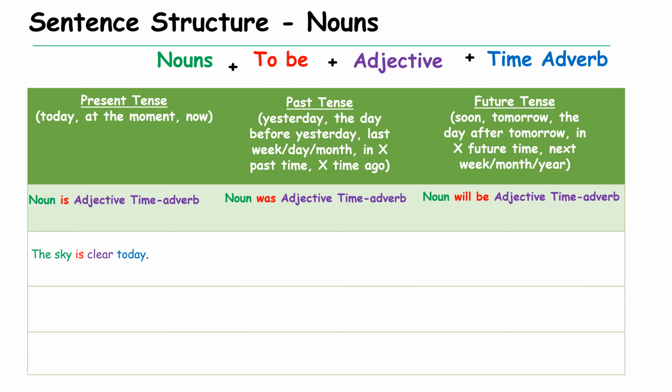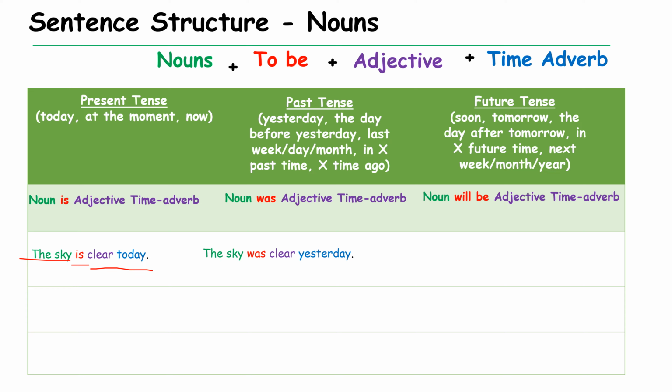The sky is clear today. In this sentence, as you can see, we start with noun first, the sky, and then continue with is, which is to be in the present tense, and then continue with clear, which is adjective, and today, time adverb.